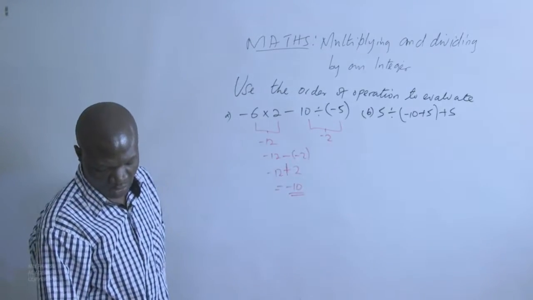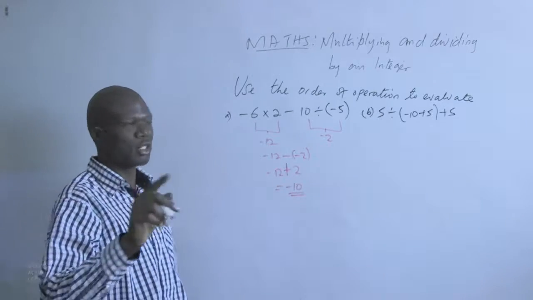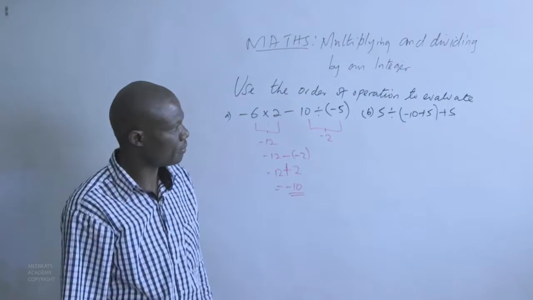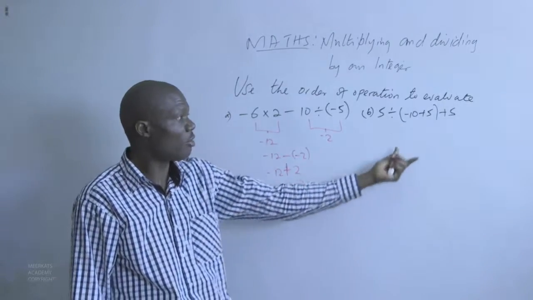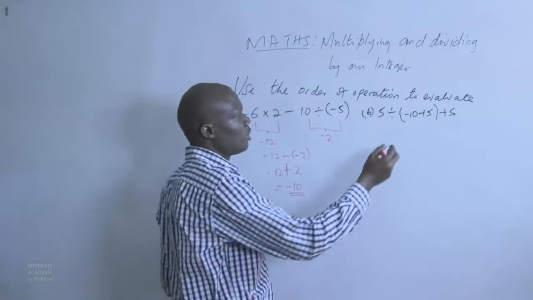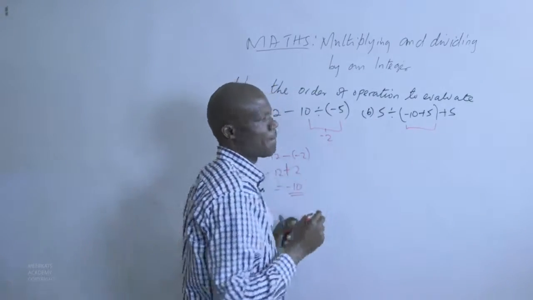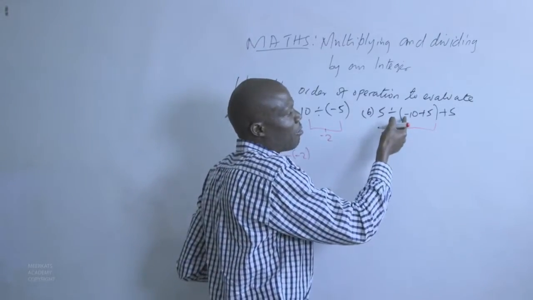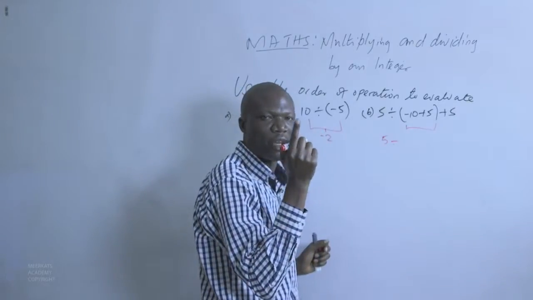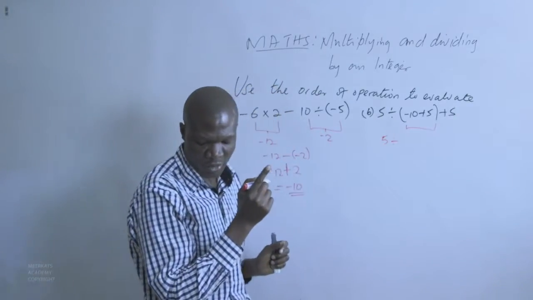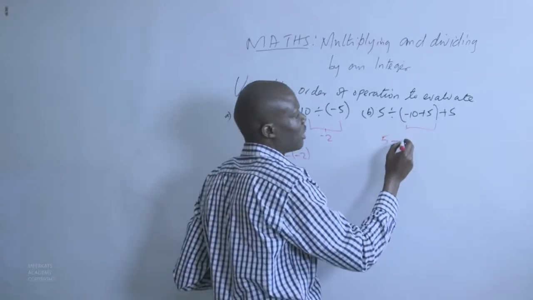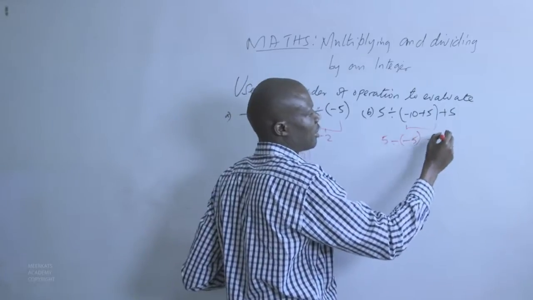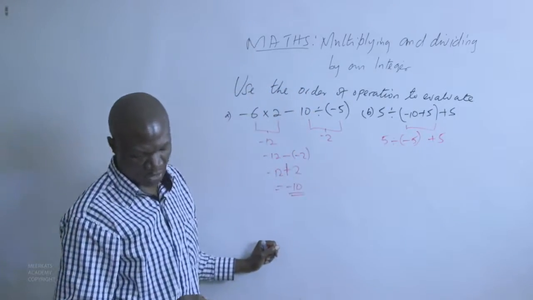Let us look at the second one. It has brackets, and the rule says when you have brackets, you start with the brackets first. So definitely from here, we shall handle the brackets. We shall maintain 5 divided by, minus 10 plus 5. Minus 10 plus 5 will give us negative 5. And then at the end plus 5. That's what we have.